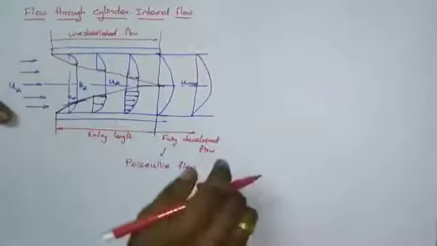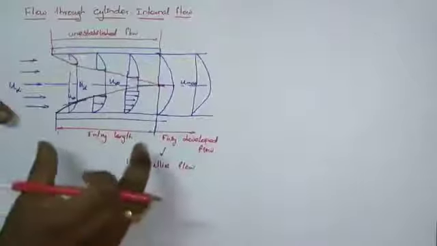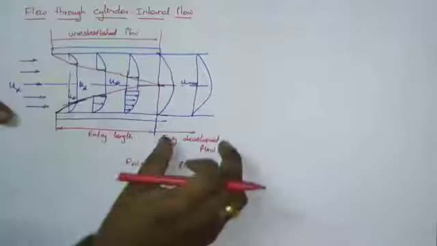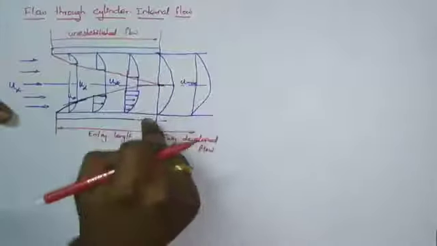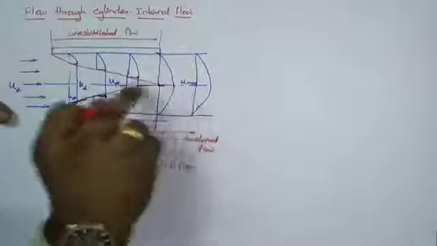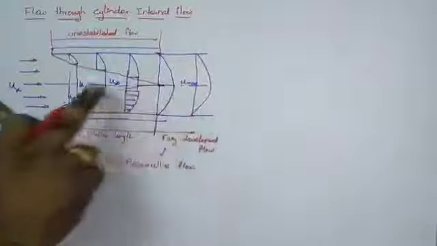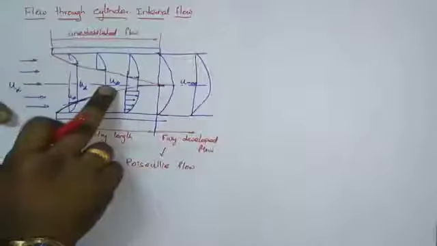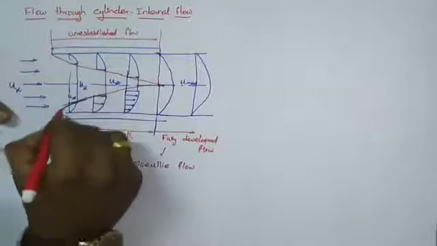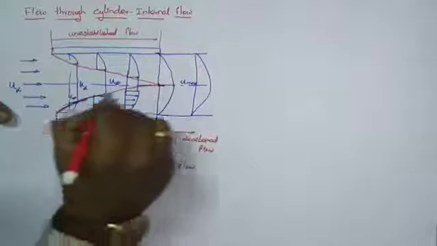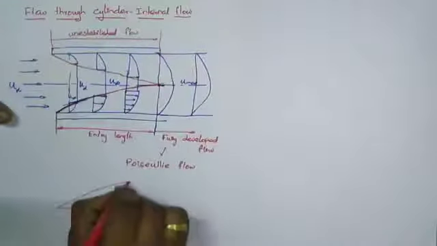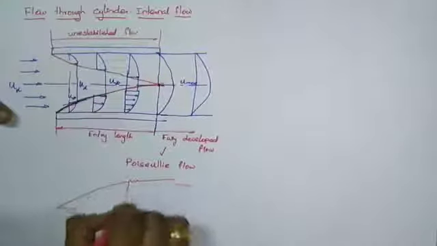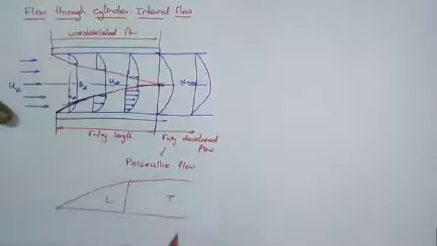Okay. Now, you know what is entry length, what is fully developed flow, what is your velocity profile, and after fully developed flow, it will be u max, and u max will not be equal to u infinity, that is, the input velocity. This is your boundary layer. So we have seen now, for a flat plate, the boundary layer thickness will be like this. Up to this it will be laminar. After that it will be turbulent.